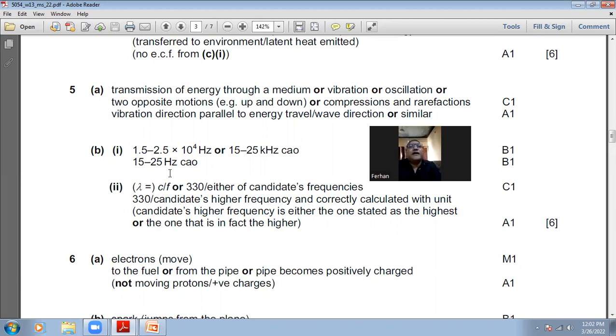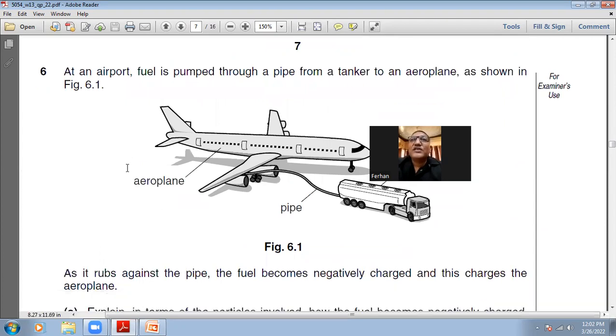They have not given the answer for the second part. They have only said that the student uses 330 and either of the candidates' frequencies. So our answers are right. We have used 20,000 hertz, which is what our textbook says, but the Cambridge marking scheme says 25,000 hertz. You can also write that.